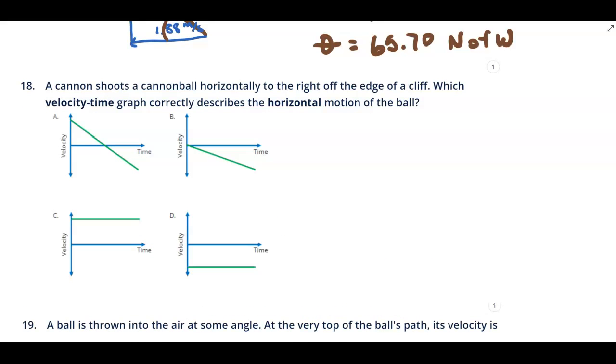The second most missed question was a multiple choice question with graphs. A cannon shoots a cannonball horizontally to the right off the edge of a cliff. Which velocity versus time graph correctly describes the horizontal motion of the ball? Horizontal, that's in the x direction. That's constant. Remember setting up our DVAT table in the skateboard problem? That means that it's always the same. That means that my horizontal velocity is a constant value at all times, so it can't be this one and it can't be that one, because those both show a changing velocity. Is our horizontal motion positive or negative? It's moving to the right, which we normally take as positive, so that means our answer choice was C, because D gives us a negative velocity. That would have been moving to the left.